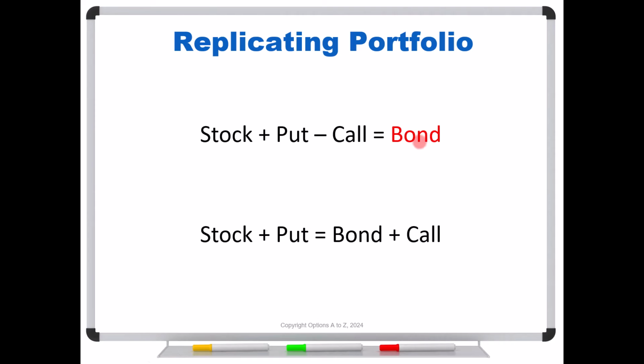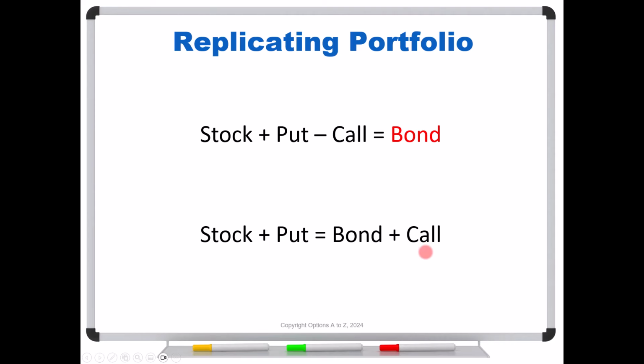See, in the mimicking one, we said it equals 0. But now we're going to make it equal to a bond. Remember that the bond equals the exercise price. So now if we wanted to say what's a synthetic call, we would bring the call to the other side. We get stock plus put equals a bond plus a call. It does not just equal the call.